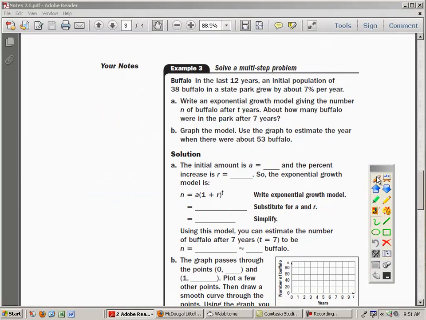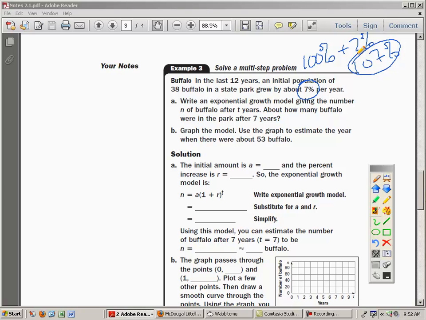All right, let's talk a little bit about some buffalo. It says in the last 12 years, the initial population of 38 buffalo in a state park grew by 7% per year. So that means we're taking the initial 100% of the population and adding 7%, which is the same as 107%. So every year, we take 107% of the previous population.